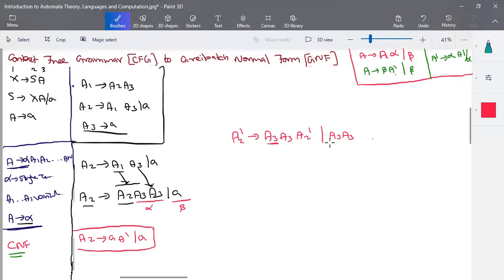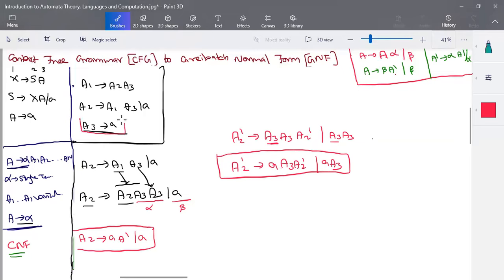Now here also you have to convert this grammar into the GNF structure. So we have to concentrate on the leftmost symbol. The leftmost symbol should be a terminal symbol. Now you have A3, so instead of A3, make a substitution for A3. What is the value of A3? It is a single a. So A2 dash tends to a A3 A2 dash, followed by a A3. Okay, so now the A2 dash production is also in GNF structure. So A2 and A2 dash are in GNF structure. A3 is already in the GNF structure.